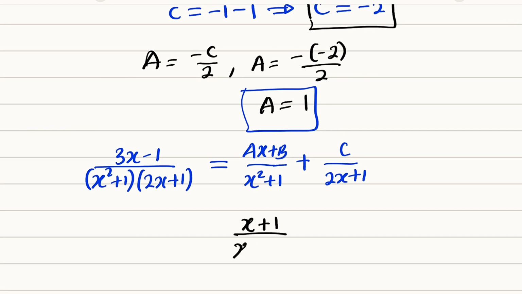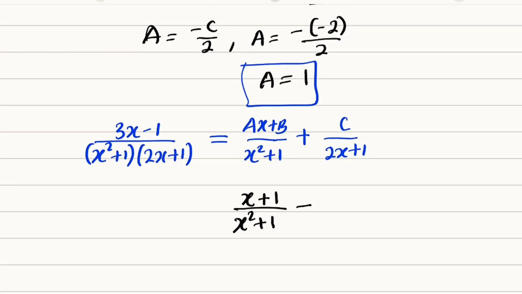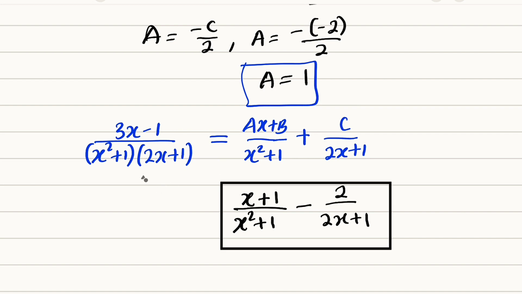divided by x squared plus 1. Then plus c is -2. You can see right here. So this is negative instead of positive. 2 divided by 2x plus 1. And this is the partial fraction of this compound fraction.